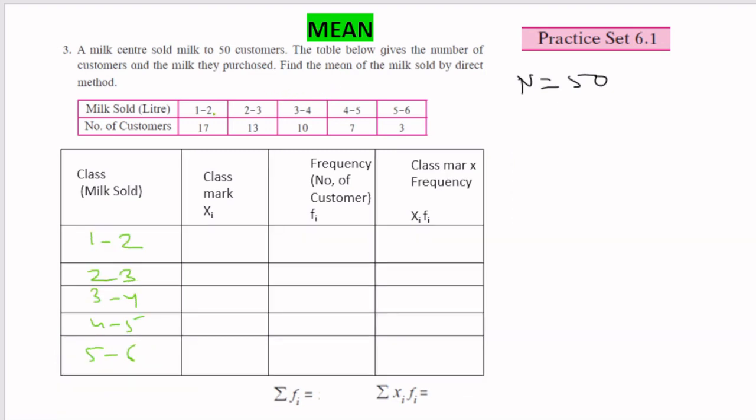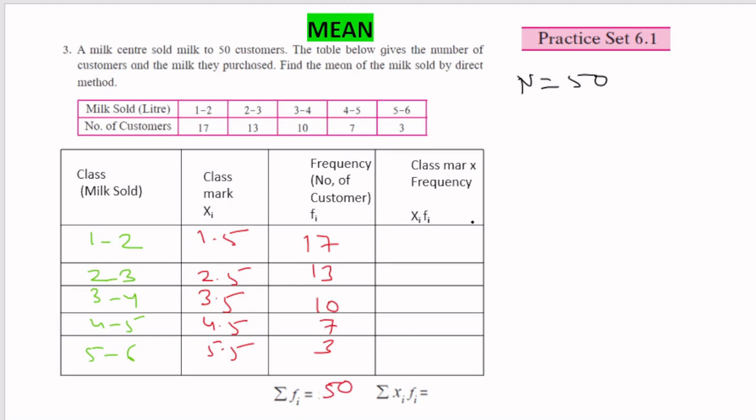Class mark. Same thing we have to do. 2 plus 1 is 3, divided by 2, so 1.5. Here it will be 2.5. These are easy calculations, right? So 3.5, 4.5, and 5.5. Perfect. Now write the frequency against each one. So 17, 13, 10, 7, and 3. If you add them, you will get the same thing, but they have already given 50. Okay. So what is the next job you have to do?